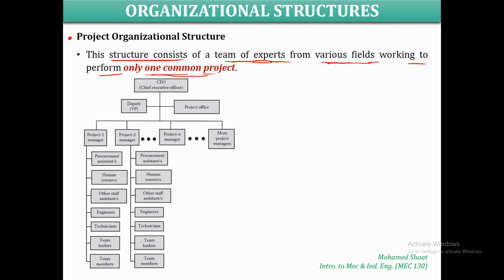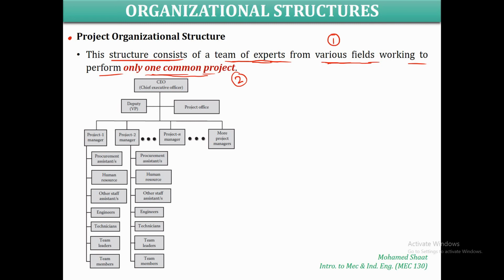It consists of a team of expertise from various different backgrounds working together to perform only one common project. So there are some important things that should be mentioned here: this is a team of expertise of various fields working to perform only one common project. This is the project organization structure, and this flow chart shows a typical example of it.